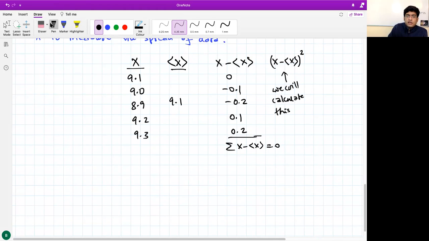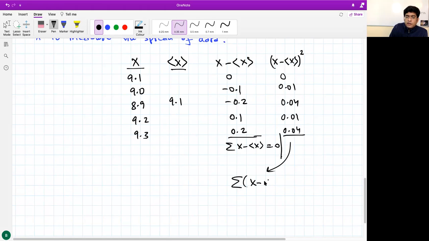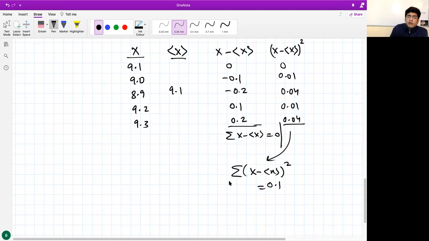You can check this if you want to calculate and see. This will be 0. This will be 0.01. This will be 0.04. This will be 0.01, and this will be 0.04. Now if you sum over them, what will you get? 0.1. So the summation over (x minus mean) whole square will be 0.1. All right. So this is how we can find the measure of the spread of a graph.